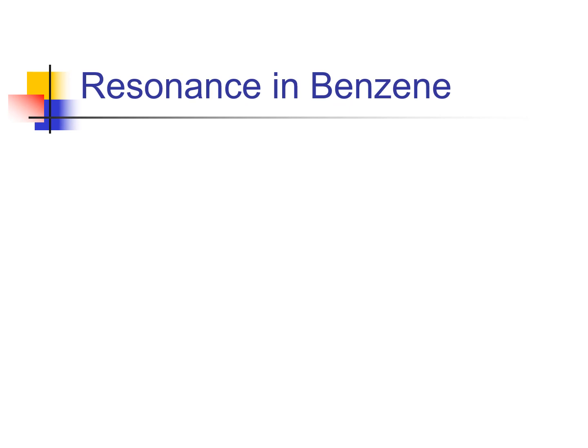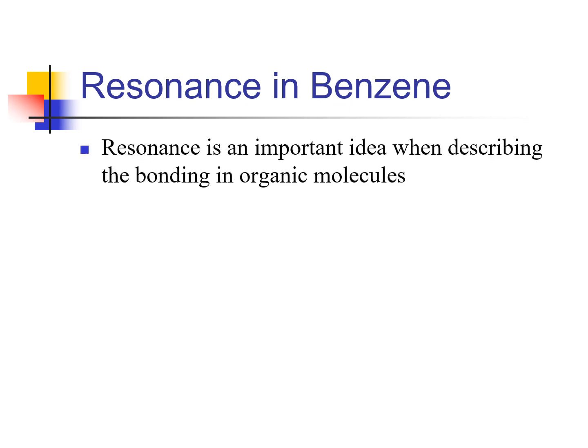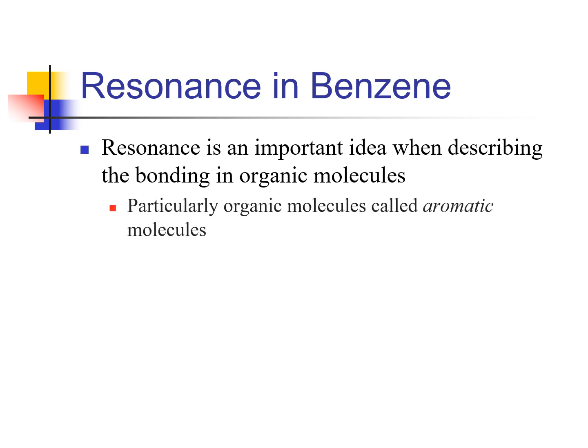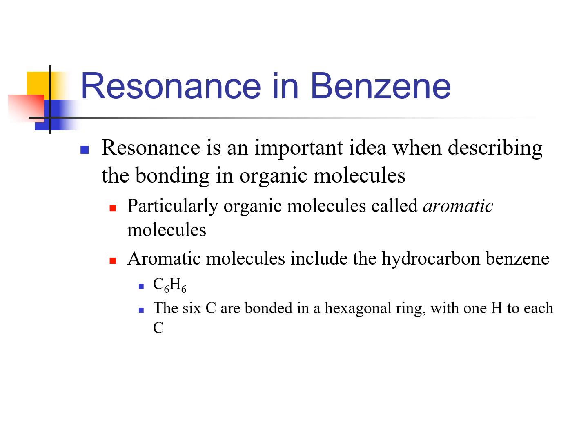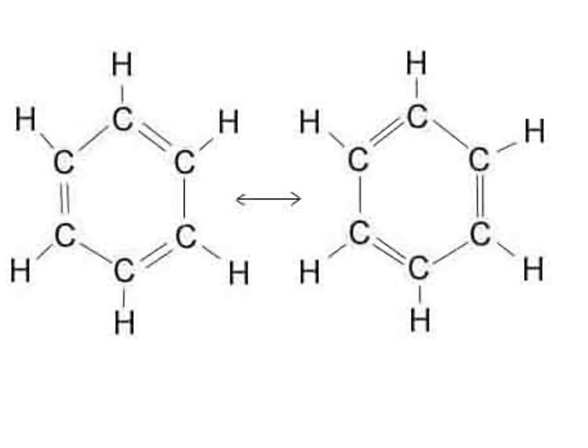So here's a classic example of resonance, an organic compound known as benzene, C6H6. There's this whole class of chemicals called aromatic molecules in organic chemistry. As you go further into your chemistry career, you'll learn more about these. One of the aromatic molecules is the hydrocarbon benzene, C6H6. And what we see is that the 6 carbons are bonded in a ring, 1 hydrogen each.